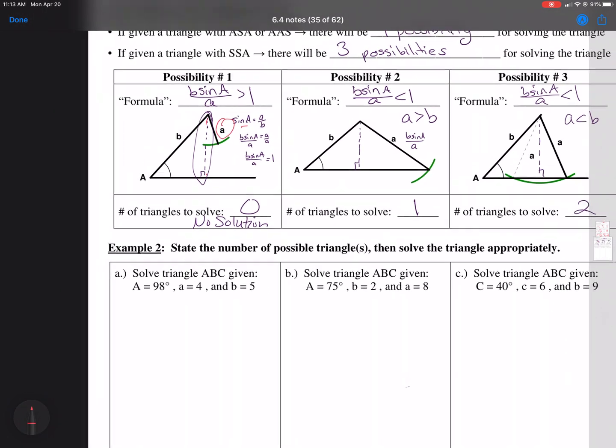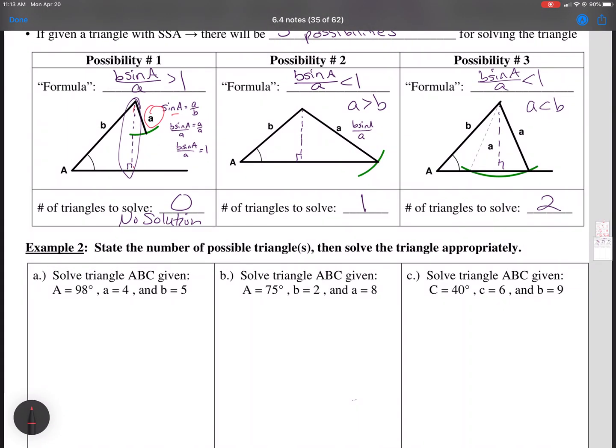So notice what we're given here. We're given an angle A, side a, and then another side. So we're going to find b sine of A. So we'll do 5 sine of 98 over 4 and determine what that equals. That is 1.238. So there is no solution here. That's the first thing you should check.